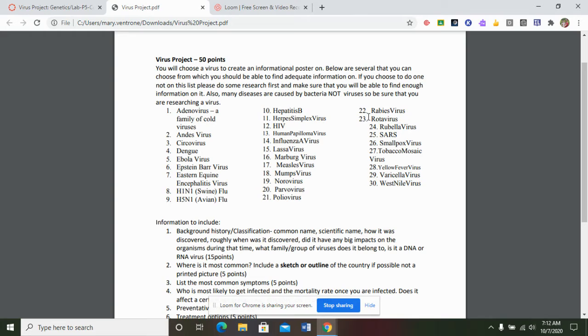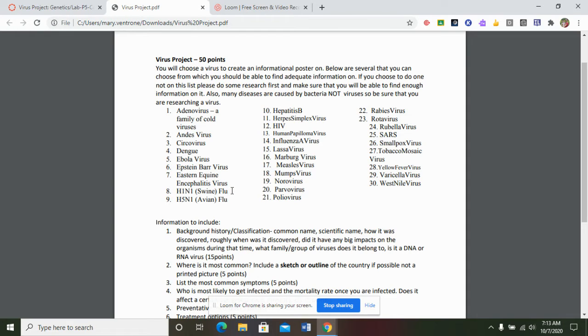The rotavirus, this one normally affects little babies. I know my daughter had to get the rotavirus vaccine. It's supposed to keep babies from getting gastrointestinal diseases where they don't want to eat and they can become very dehydrated from diarrhea and things like that. You're probably familiar with the measles and the mumps. The parvovirus, I believe that one is a dog virus. Dengue fever, I think that one comes from, is that another mosquito virus? There's so many mosquito viruses.